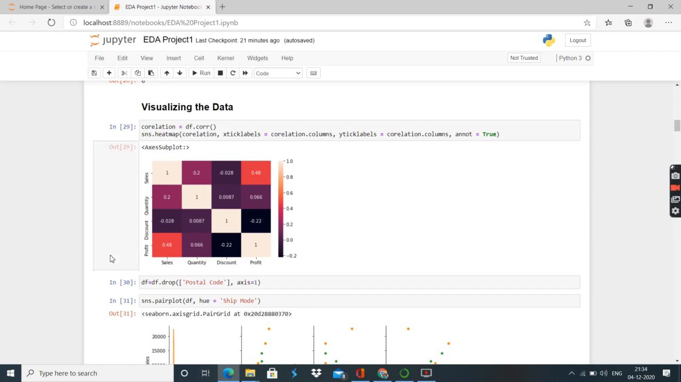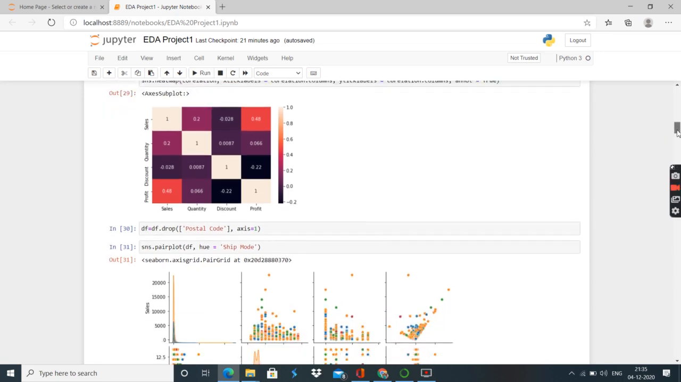In this correlation matrix, what I've tried to depict is the relationship between different variables. That is, I've tried to represent how much is the dependency of sales on quantity, how much is the dependency of quantity on discount, and several other parameters. Here I've dropped the postal code which I mentioned in a step earlier.